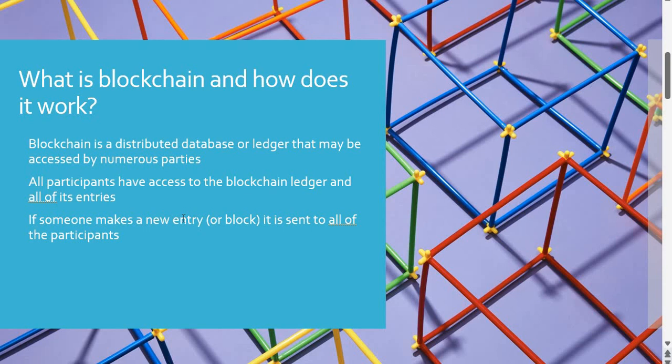Blockchain is one centralized record keeping system that allows multiple parties to have access and allows continuity and transparency of the data because everybody has access to the same transactions and can see exactly what happened. So if one participant makes a new entry or block, it is sent to all the participants. Everybody can view it and see what's going on with the transaction. So it allows transparency, but it also gives you a good record and a good history of the transactions for everybody to see.